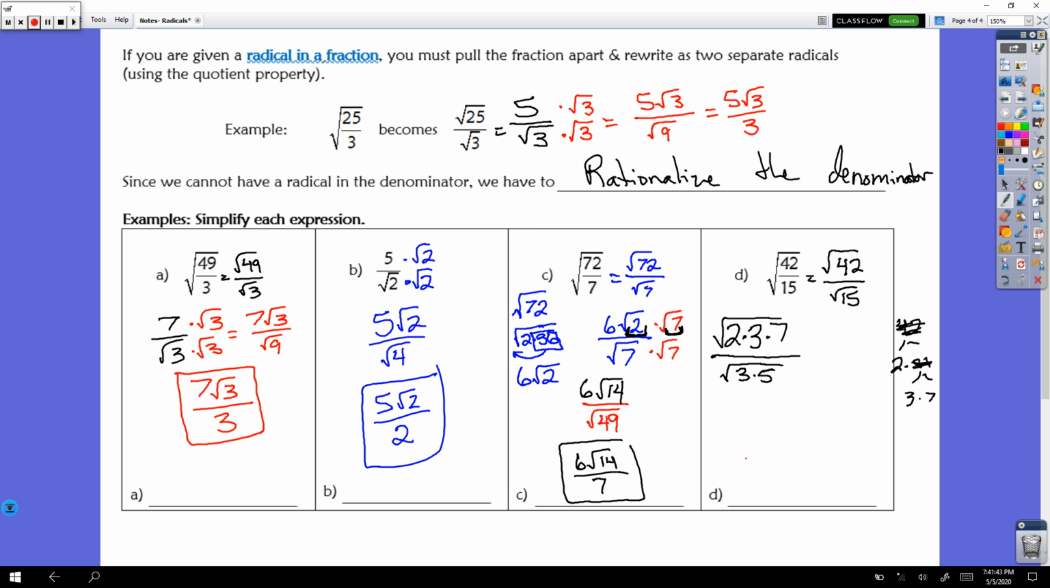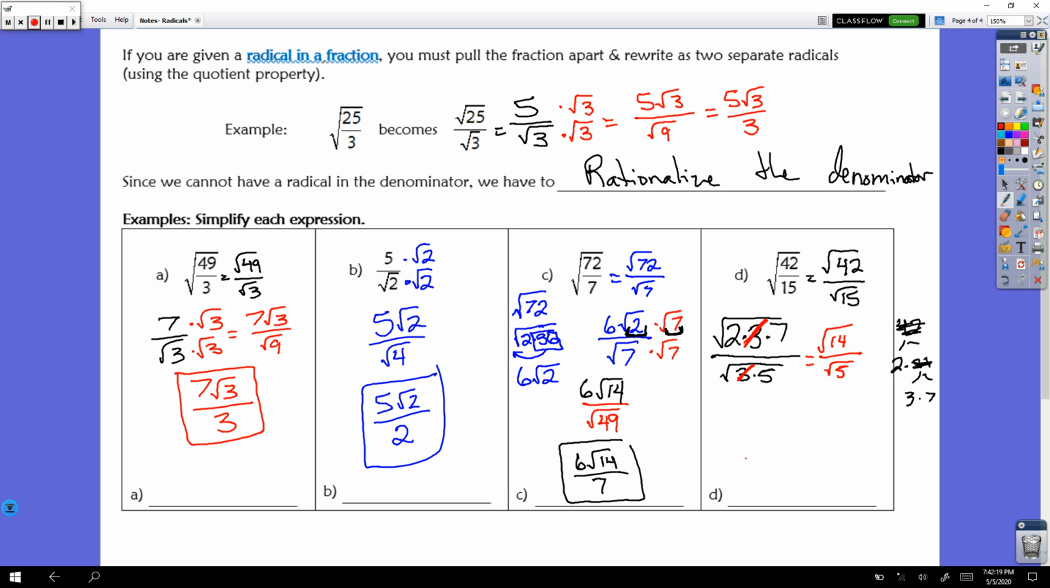Now, because there's a square root on top and bottom, we can cancel some numbers out. Okay, so I see that I have a 3 on top and a 3 on bottom, and they're both under the square root sign. So those I can cancel out. Okay, so see the difference from example A to D, right? In A, they didn't both have radical signs on top and bottom. In D, they both have a radical sign, so I can cancel them out. So on top, I have the square root of 14. On bottom, I have the square root of 5.